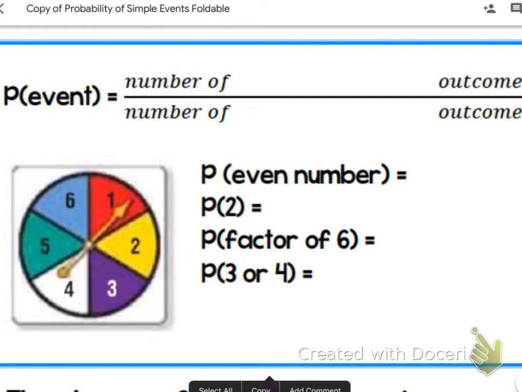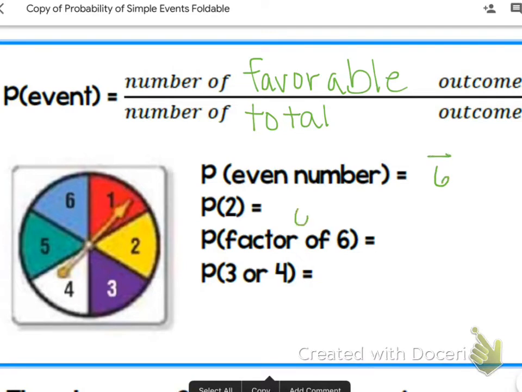So if you open up to the left, you should have a flap. The probability of an event happening, and that's what the P and the event notation is, equals the number of favorable outcomes over the number of total possible. So if we look at this little spinner, there are 6 possible outcomes. So on the bottom of this is going to be 6, because that's the total possible. You have 1 happening, 2, 3, 4, 5, or 6.